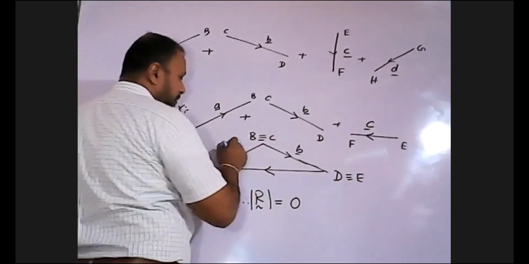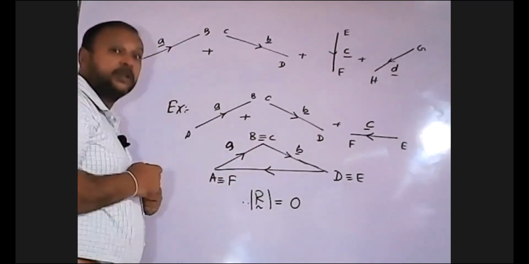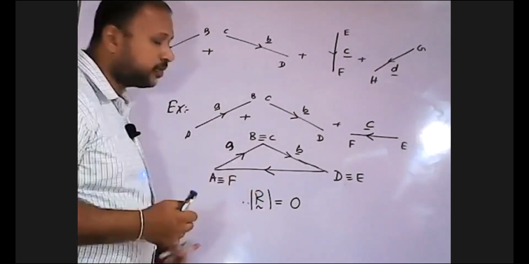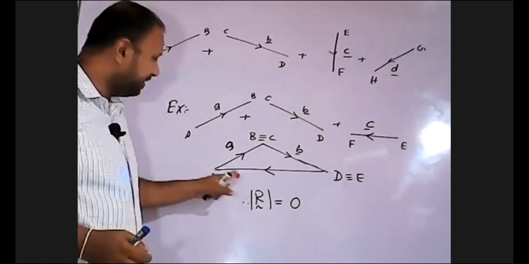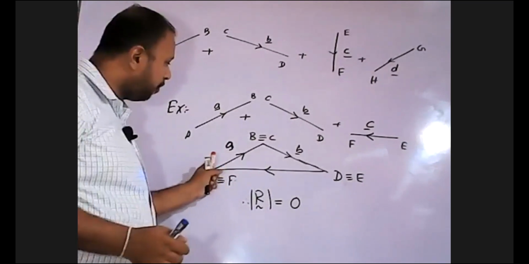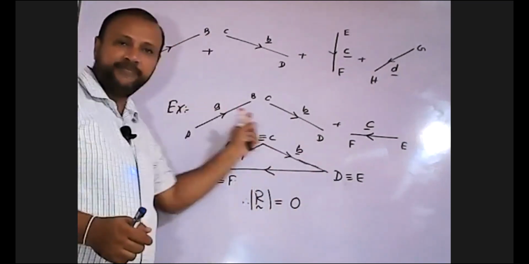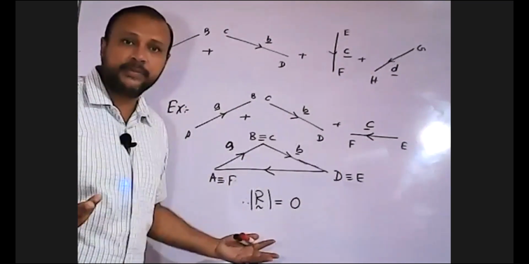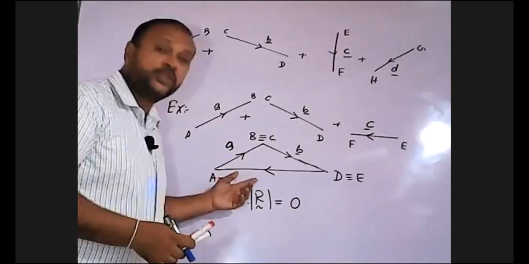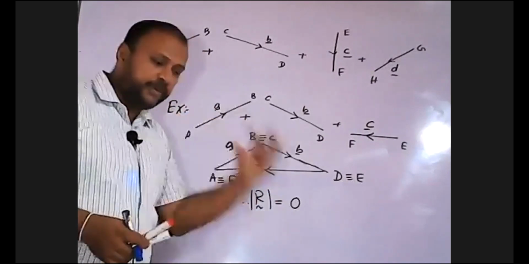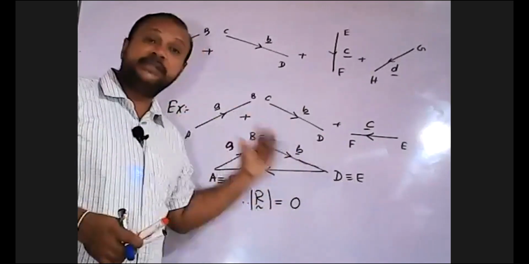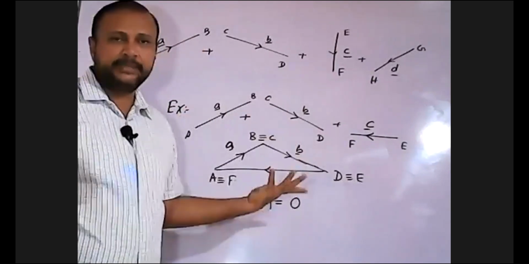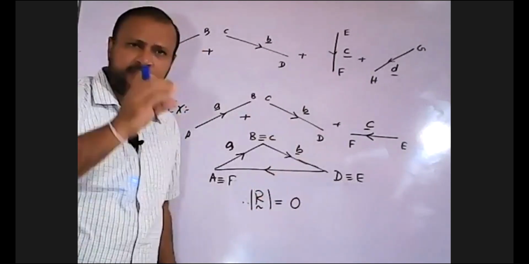So normally we call it a closed loop. It is a closed loop. There is no gap. Therefore, this kind of vector pattern is called a closed loop. If it is a closed loop, then that means the resultant of that vector system is 0. That is a very important point.